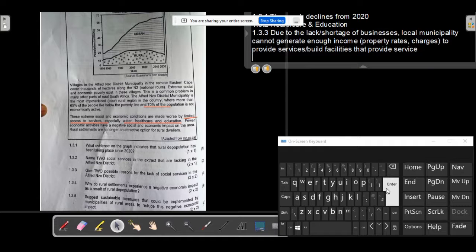So how many marks do we have here? We have 4 marks actually. So this would count as 2 marks, so we actually need another point.